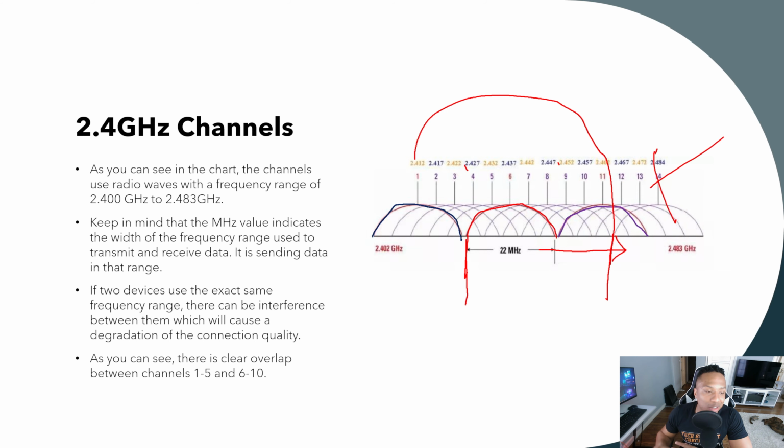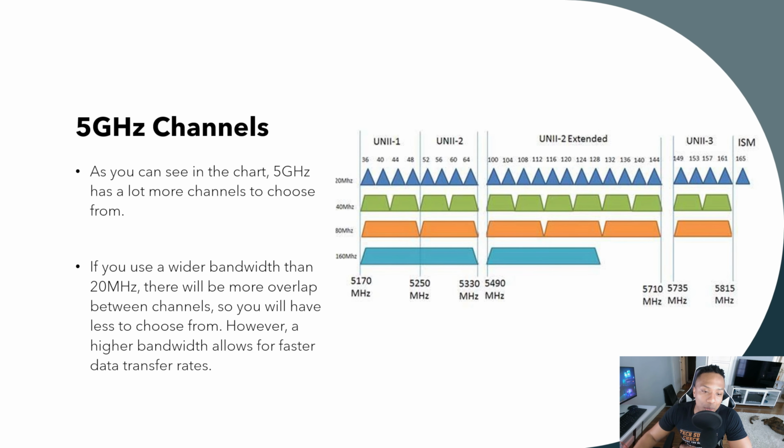This is 2.4, not a perfect example, but I just want to show it here because this chart has that 22 megahertz. But essentially, you're just stretching out the width. You're using more channels. If you do that, there will be more overlap and you'll have fewer channels to choose from. However, usually a higher bandwidth allows for faster data transfer rates, which is why some people might opt to do that. With 40 megahertz, it's not really a big deal.